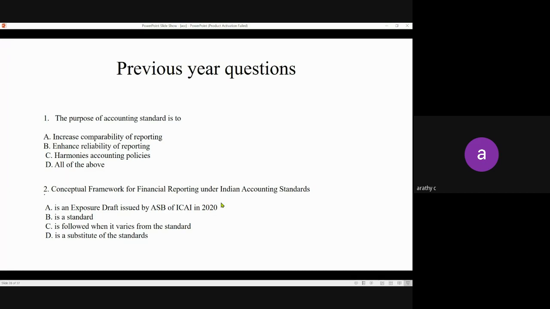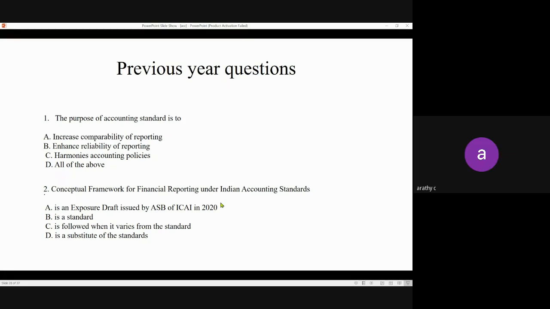Okay, good. The second one: conceptual framework for financial reporting under Indian accounting standards. The first option is it is an exposure draft issued by the ASB of ICAI in 2020. The second is it is a standard. And the third one is followed when it varies from the standard. And the last one is it is a substitute of the standards.